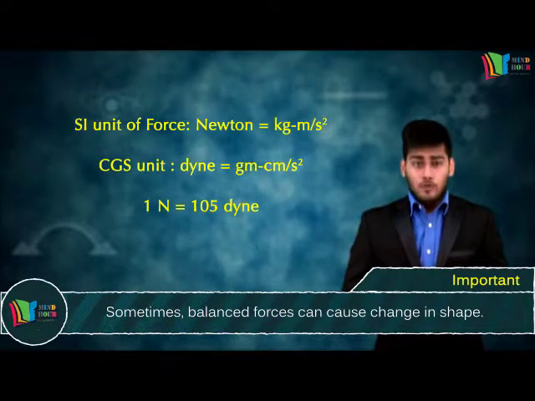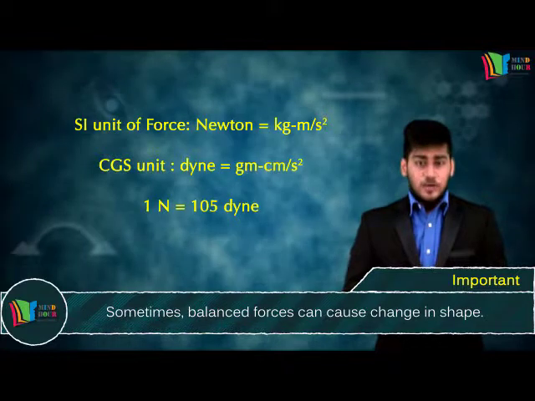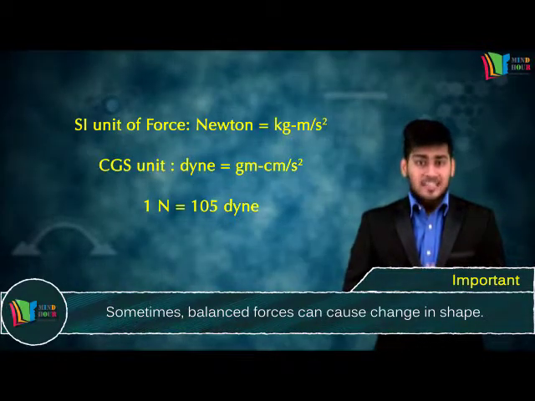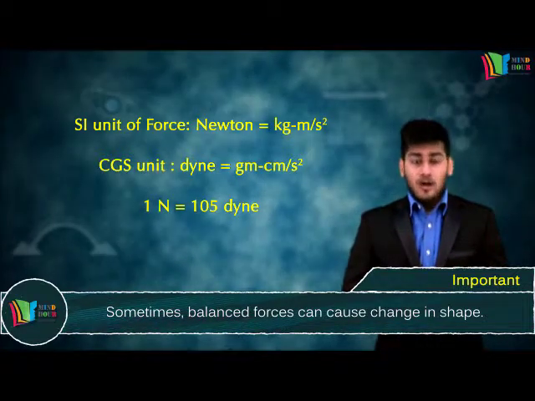The SI unit for force is the Newton and its CGS unit is the dyne. Gram centimeter per second square is known as dyne. 1 Newton is equal to 10^5 dyne.